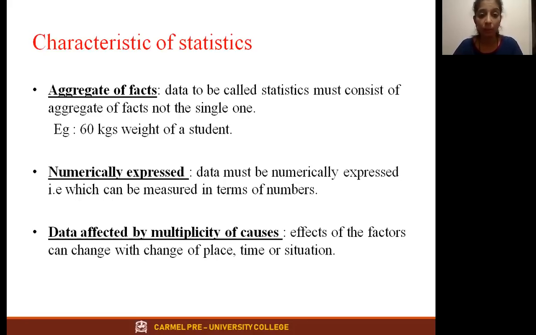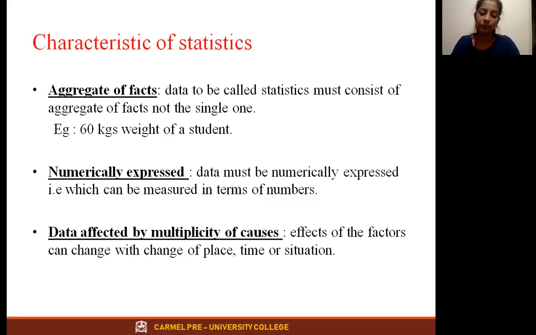So which can be measured in terms of numbers. In case of qualitative, nationality, intelligence quotient, that is IQ level and all can be measured? No, correct? But that is also statistics, whether it is present or absent, we can call it. That's all we can consider. Present or absent, whether it is high or low, we can call. But in case of numerically expressed statistics, to be called statistics, we want numbers, correct? We want numbers. So that's why the statistic should be numerically expressed.